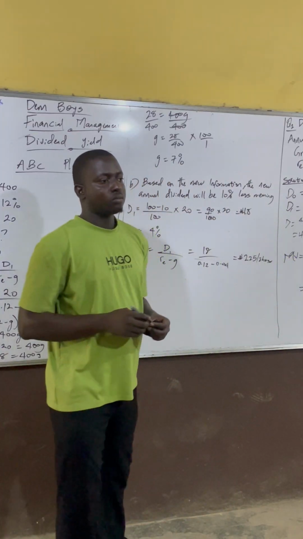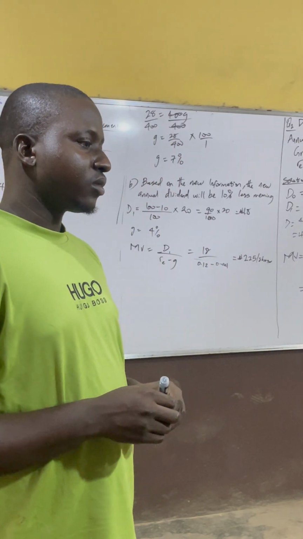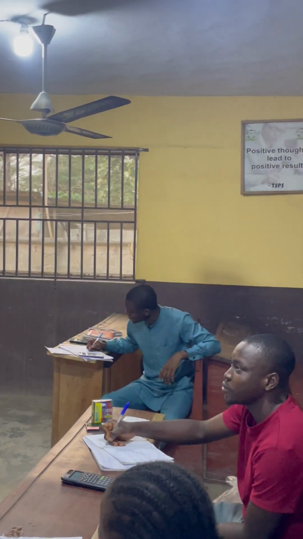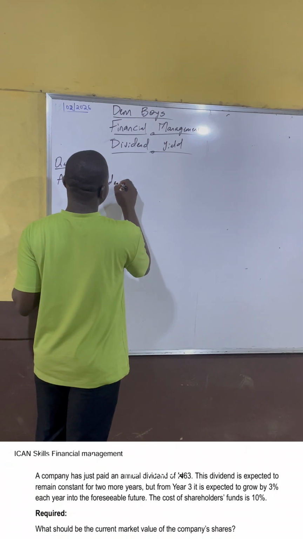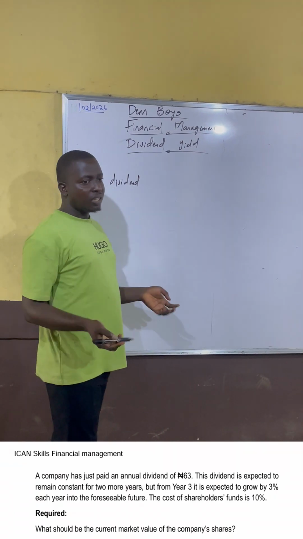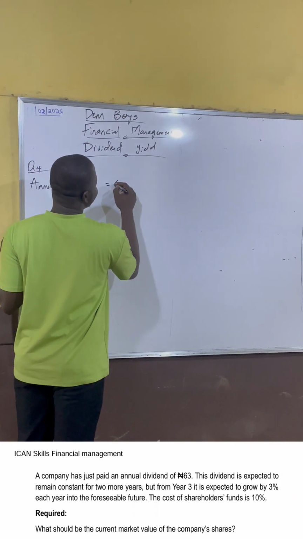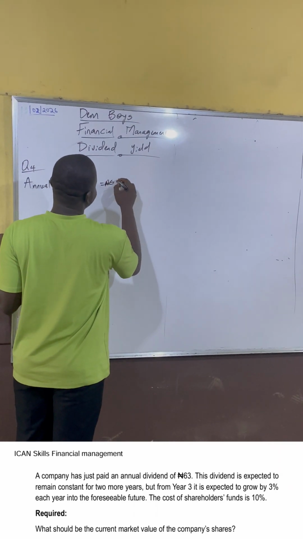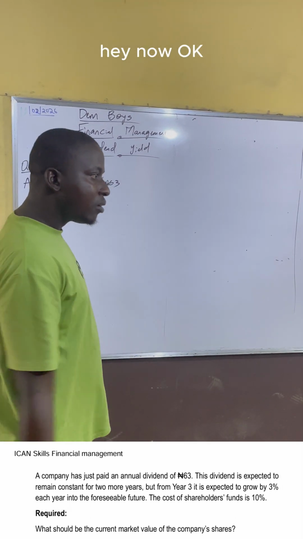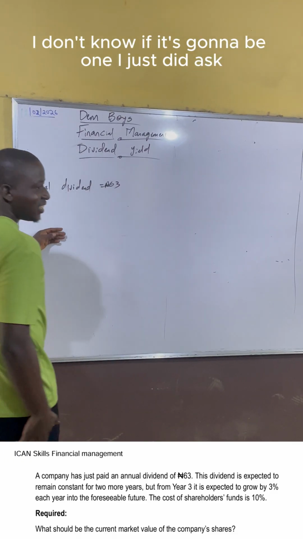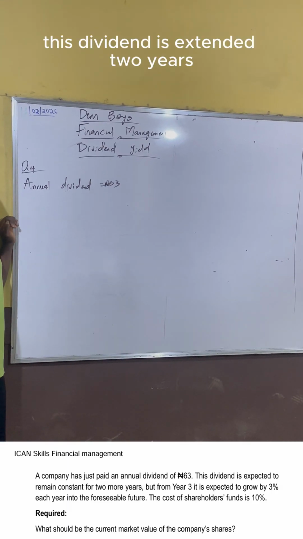Any question? When I want to, did they give us the market value? We are not ready. Oh yes. Annual dividend of 63 naira, build 20. They just paid. I just dey ask. Continue.